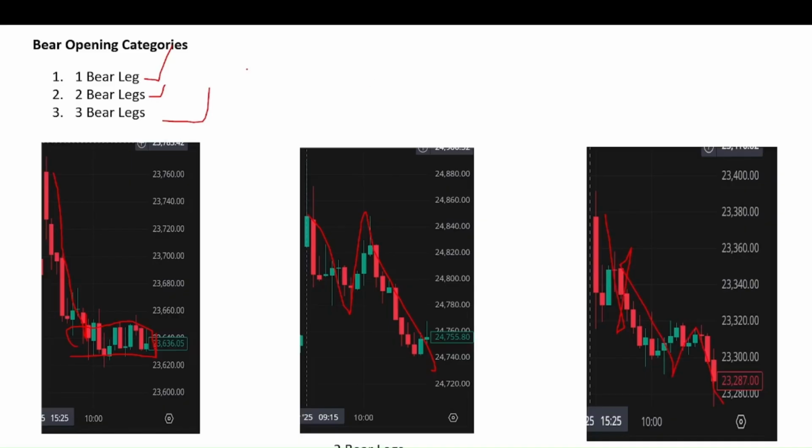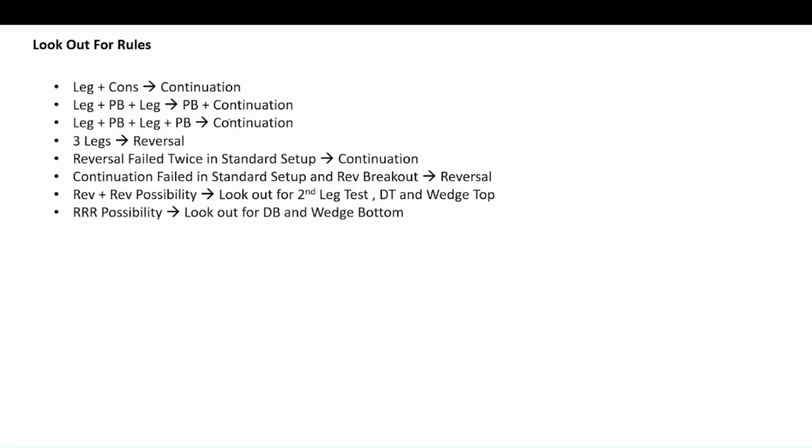So in each of these categories, again I have subcategories for you. There are some rules that you should be looking out for. 1 leg plus consolidation means you should be looking out for continuation, and leg plus pullback plus leg means you should be looking out for, that's the textbook definition, but we can also see the exception cases, and I will tell you how to behave in those exception cases. So leg 1, pullback, leg 2 means you should expect 1 more pullback and enter the continuation trade.